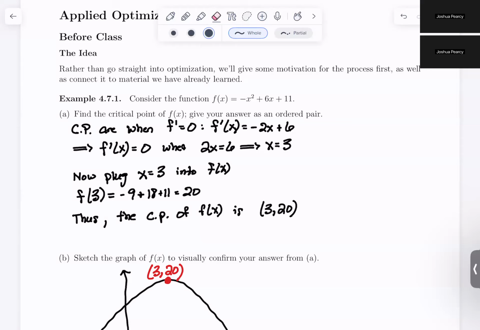Now I want to find the y-coordinate whenever x is 3. All I do is plug x is 3 back into f of x, and when I do that, I get 20. So now I have my critical point of f of x is the ordered pair (3, 20).